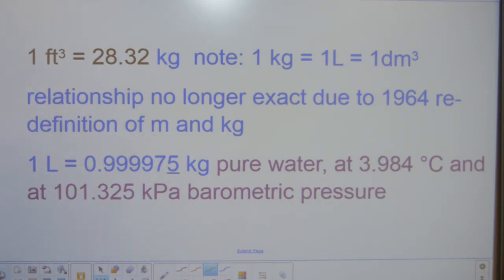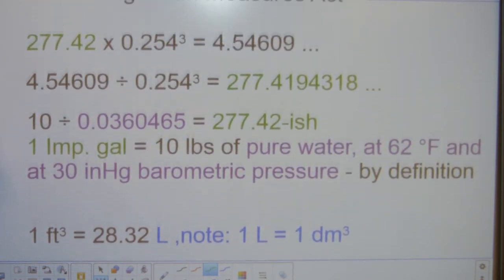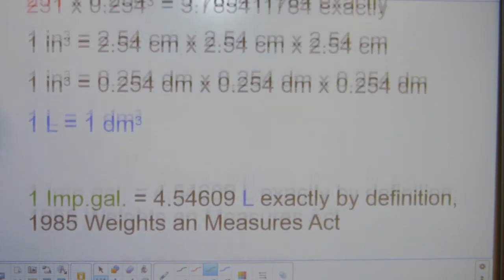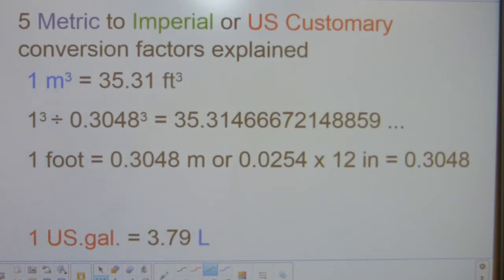So that's where all of these conversion factors come from, and that's what all of them mean. Sorry about the history bit, it's a little bit long, but it is what it is. I didn't make up history, I'm just telling you as it is.